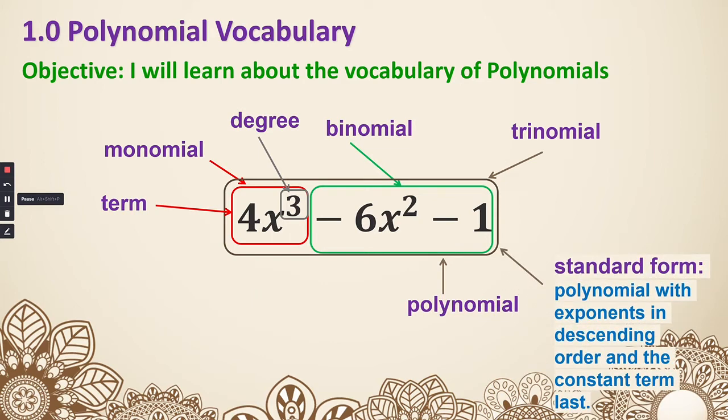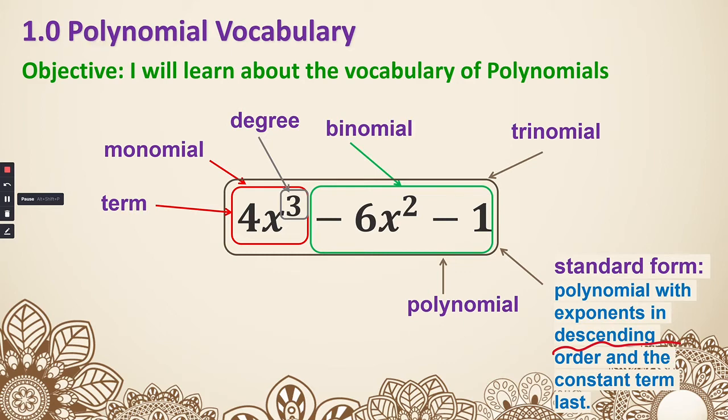Next, we are going to talk about standard form. That is when the polynomial has exponents in descending order. Make sure it's descending order. And whenever we're working with expressions or polynomials, we will always make sure it's put in standard form.